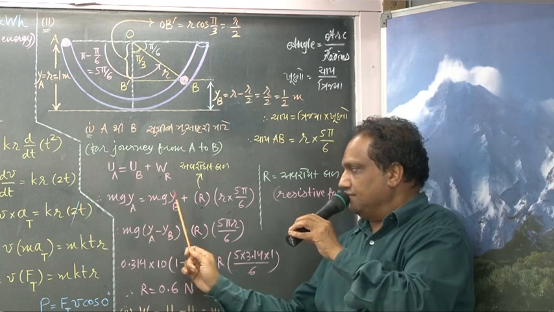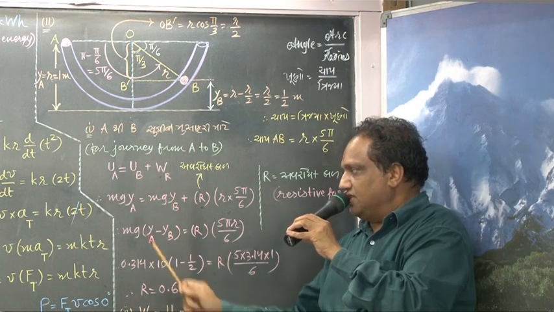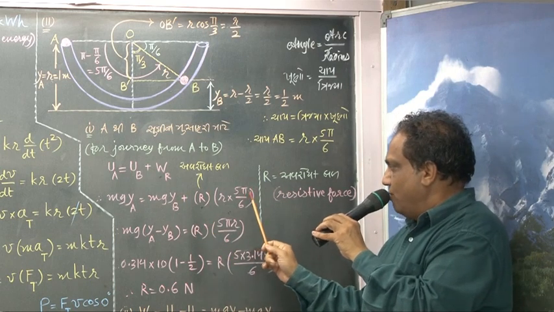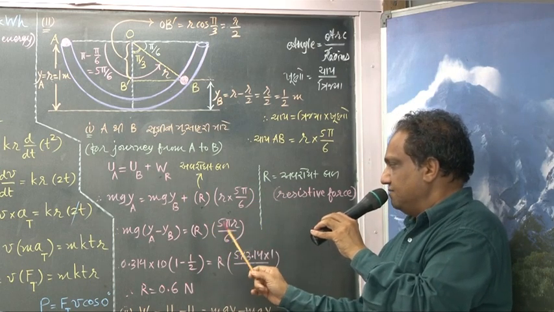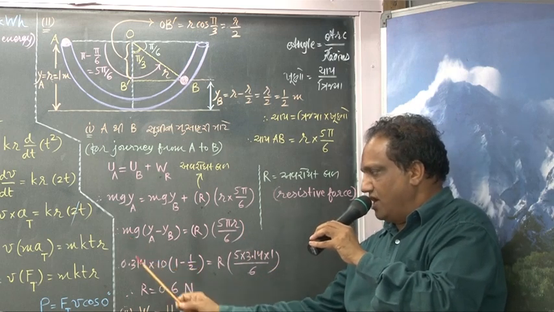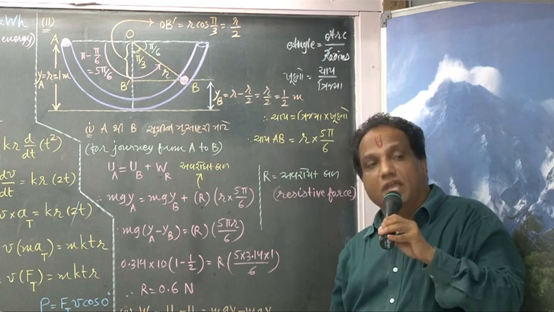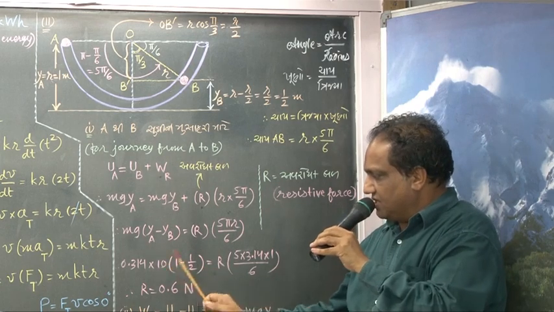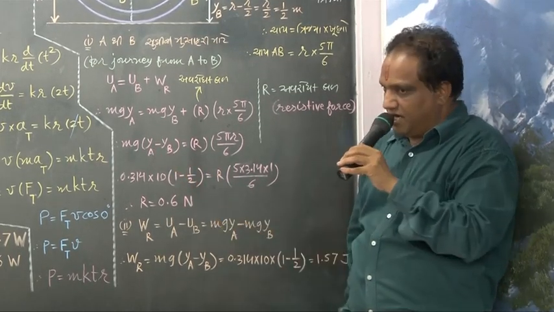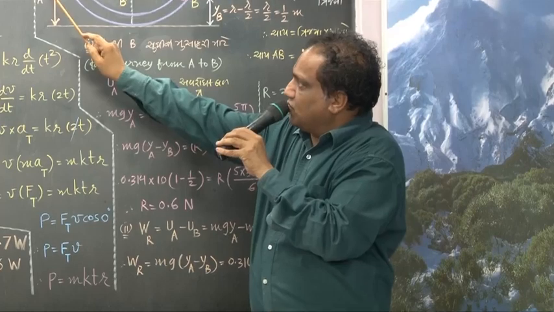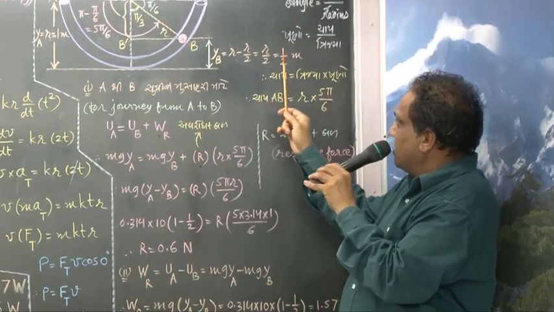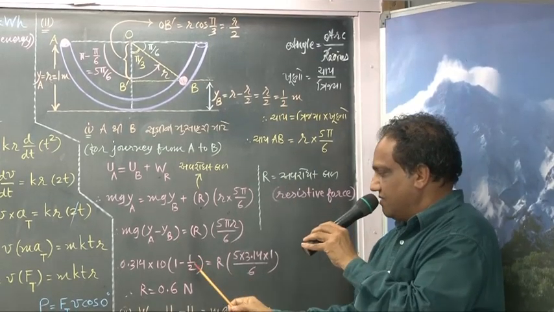Now transfer this part. So mg you can take common. Inside the bracket, YA minus YB equals R into 5 pi R by 6. Put the values. Mass of the spherical body is 0.314 kilogram. Value of g, gravitational acceleration, 10 meter per second square. What about the height of point A? 1 meter. How? YA equals R, R equals 1 meter. And YB we obtained as 1 by 2 meter.